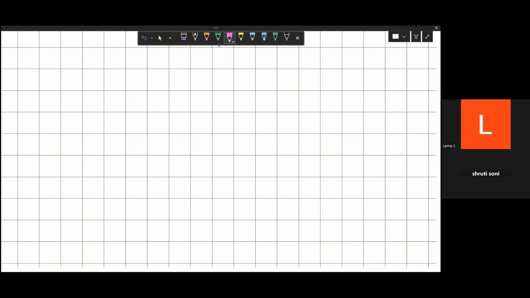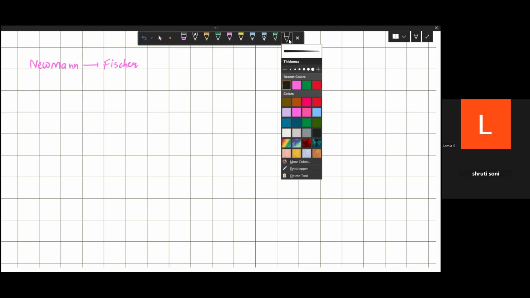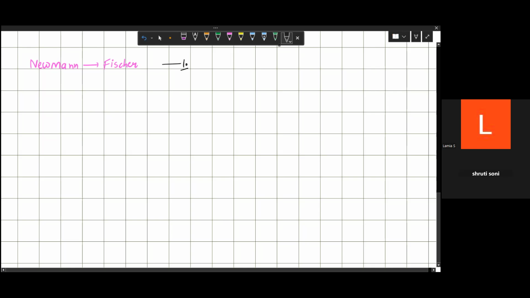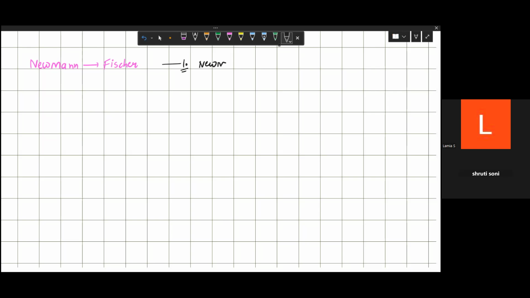You can note down that whenever we are converting Newman into Fischer form, there are some conditions needed. First, the Newman must be in eclipsed form, and in eclipsed form there must be two groups on top.